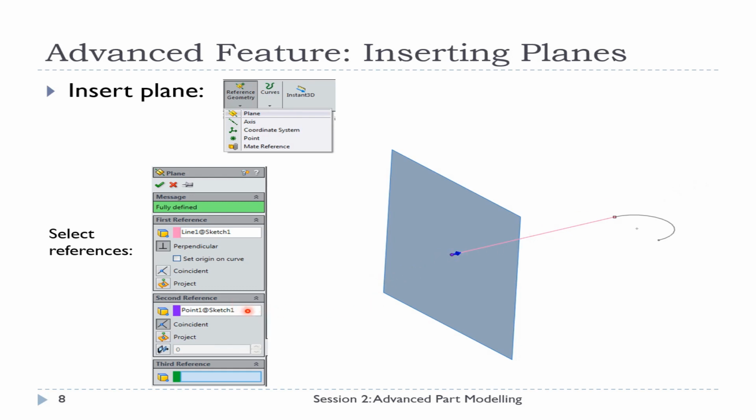To do that, we need to switch to the second reference, and that would be the start point of the line. So we just carefully select the point as our secondary reference. And we want the plane to be coincident at that point. So once you have made those two selections, you will see the message to say that your plane is fully defined. And once it's fully defined, you can insert the plane, clicking the OK button.